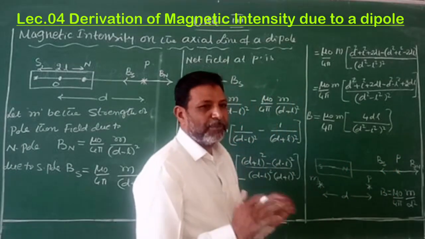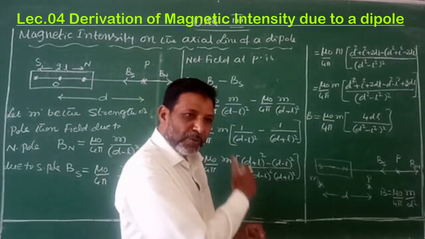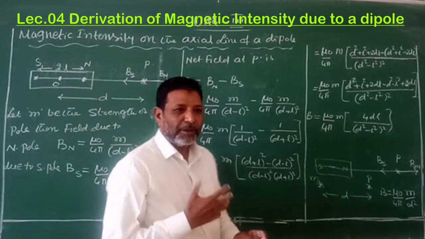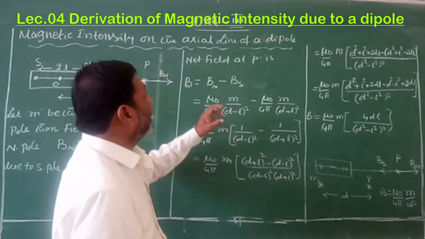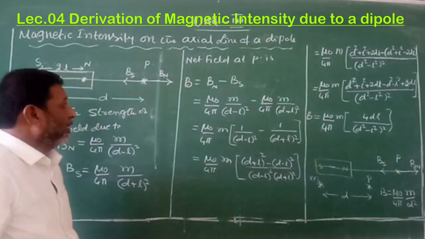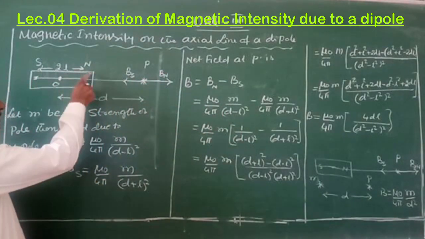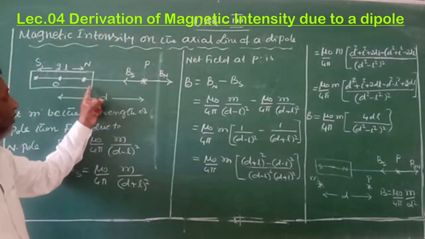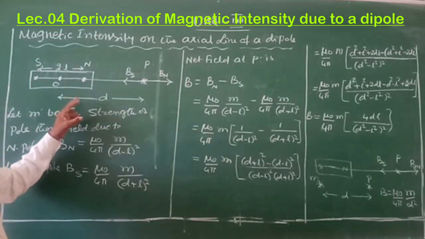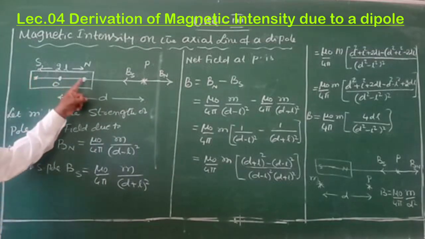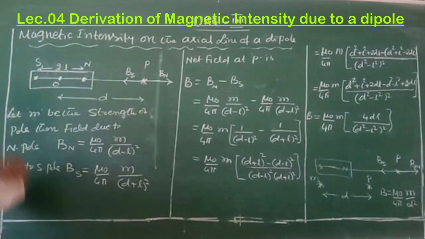I hope with the help of these important points, you can now understand very easily the formula of the magnetic intensity at any point on the axial line of the dipole. Now, carefully see here. Let us consider this is a magnetic dipole, M is the pole strength, and the magnetic length is 2L.